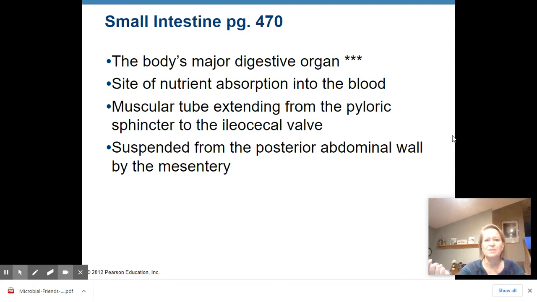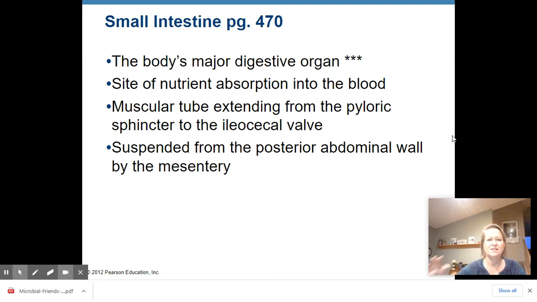So when we get into the small intestine, then it's game on that everything is going to start to be absorbed or digested chemically. The small intestine is the site of nutrient absorption, and there's a lot of features that cause that to be effective, so we're going to look at that.